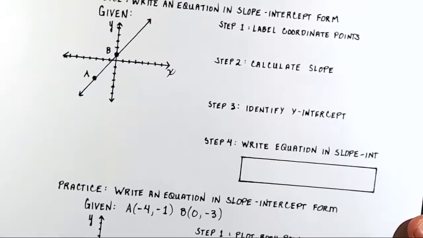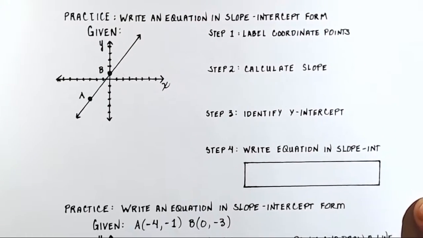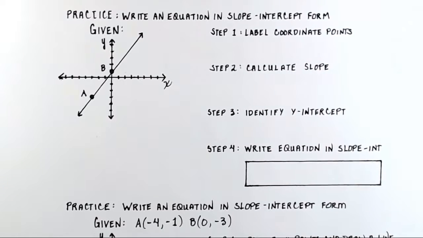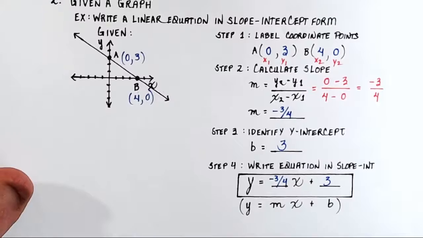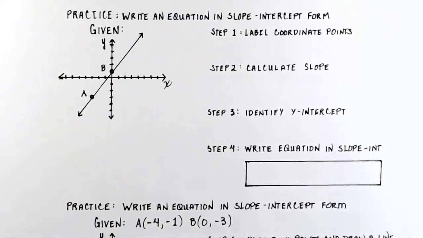So let's move on to the third page here. Practice. Write an equation in slope-intercept form. Okay, here you are. You're given a graph with 2 points and a line. So I've got the steps written out, but it's up to you to do all the heavy lifting. So refer back to the worked example you just did. The process is identical. And pause the video and see if you can't figure it all out.